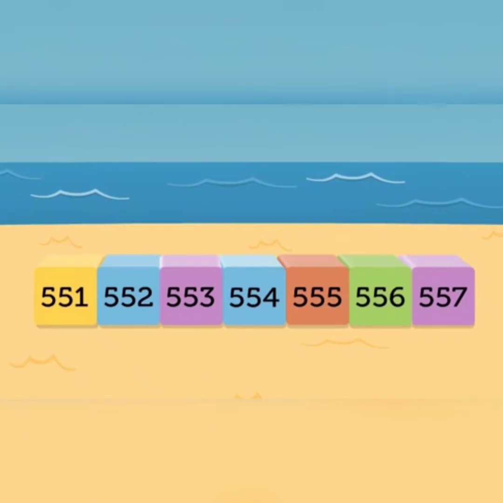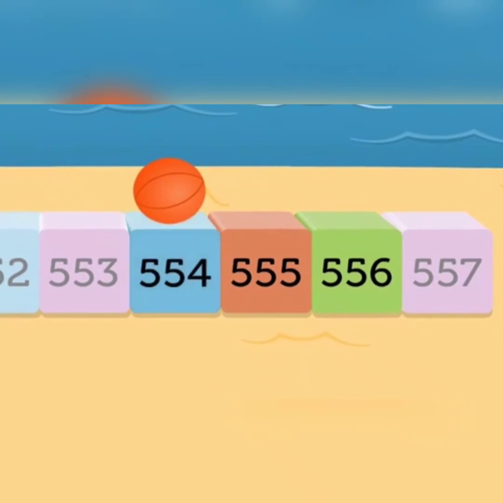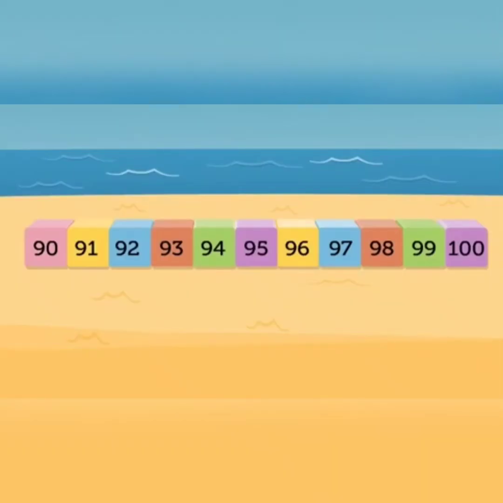Then let us try one more example. Which 2 numbers come after the number 554? Yes, all of you say together. After 554, the next 2 numbers are 555 and 556. Okay, then now let us revise between numbers.